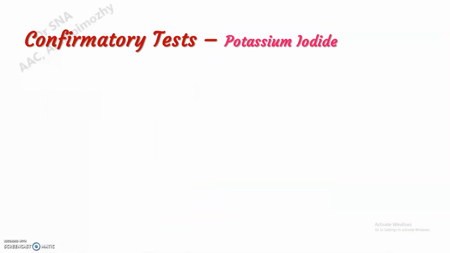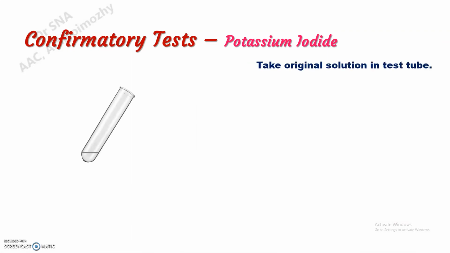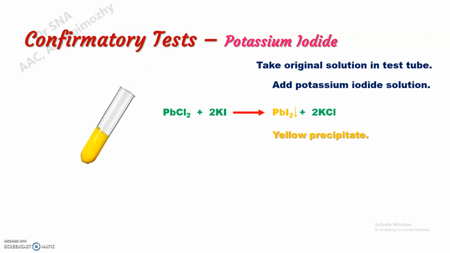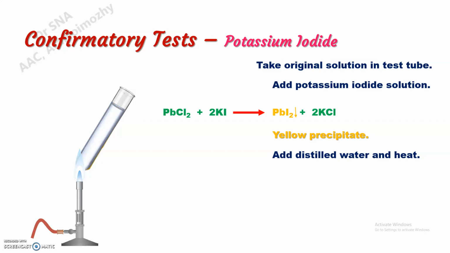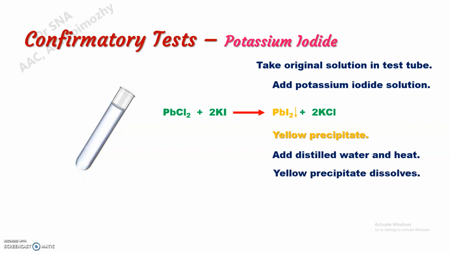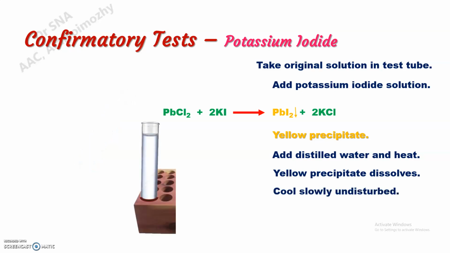And next, the second test, potassium iodide test. Take small amount of original solution in a test tube and add potassium iodide to this, and after addition, if you are getting the yellow precipitate of lead iodide, it shows the presence of lead, and we can add distilled water to this and heat it. After heating, the precipitate dissolves, and now this clear solution is cooled slowly by keeping undisturbed.